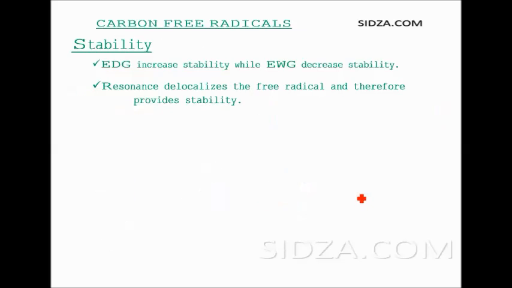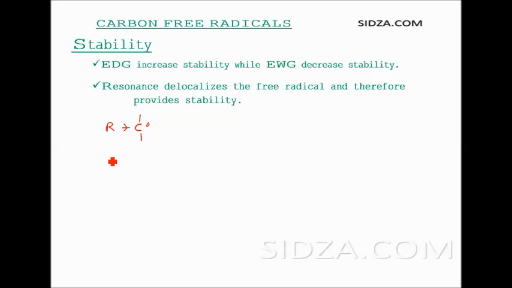Now coming to the next part, that is the stability, which is very important. As I said, the free radical is electron deficient. It contains 7 electrons in the valence shell. It needs 1 more electron. So because of its electron deficiency, we can say that its stability will increase if you attach a group that can donate electrons to the free radical.